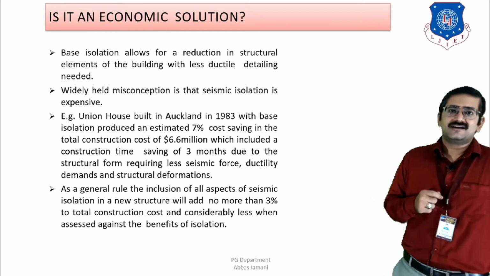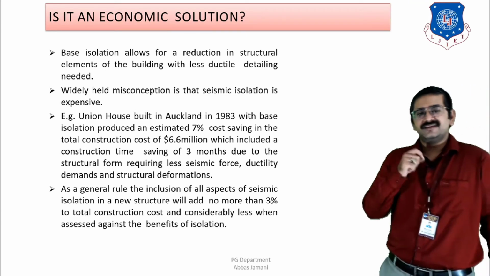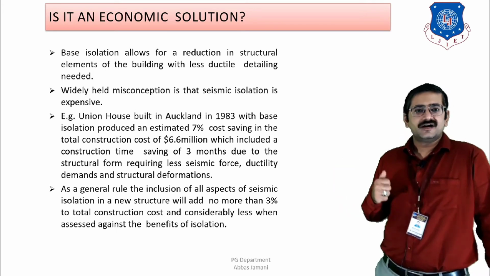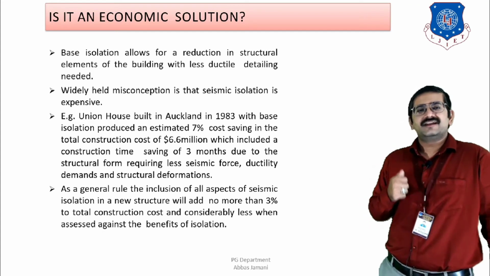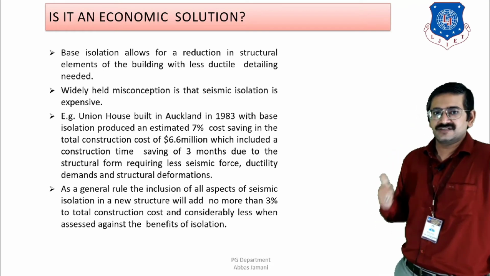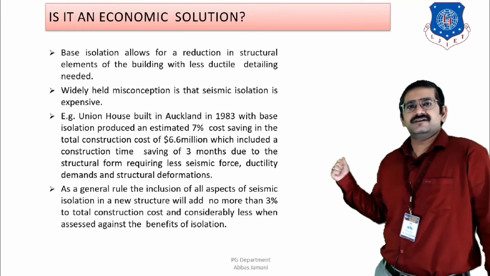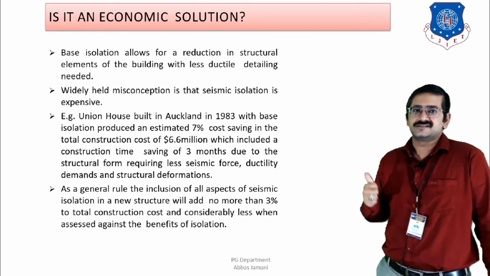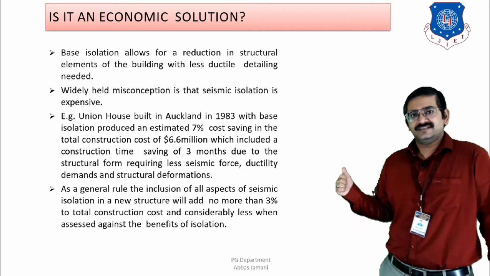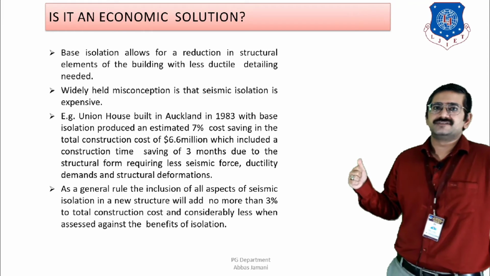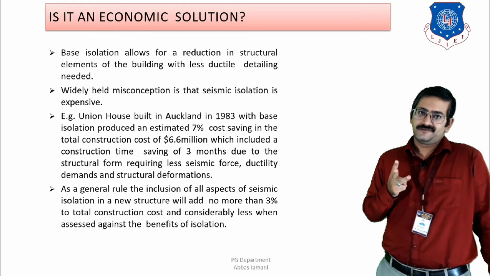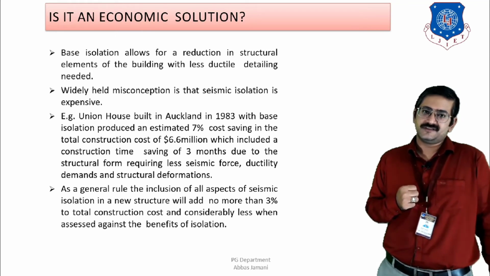Secondly, the widely held misconception worldwide is that the base isolation system is an expensive system. But here we have taken an example of a union house that was built in Auckland in 1983, where the base isolation system was installed. It was observed that a reduction of around 7% in the costing of the structure was obtained. At the same time, the timeline of the project was reduced by 3 months, that is, 3 months were saved in reaching the finalization of the project.